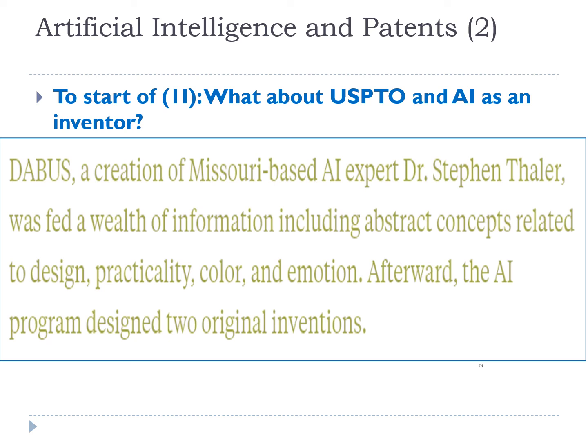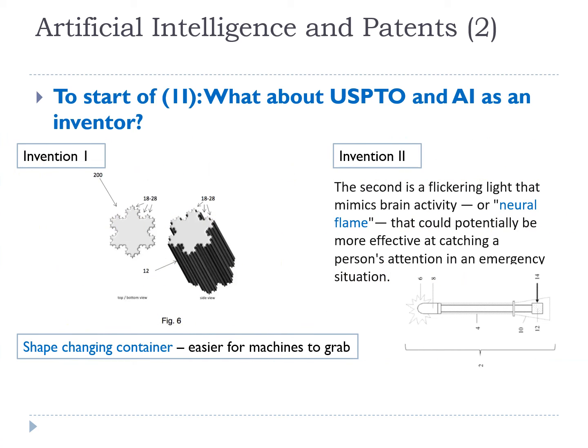So what happened here with Dabus, with this artificial intelligence? So Dabus was fed with a bunch of information, including abstract concepts related to design, practicality, color, emotion, and then this AI program designed 2 inventions. And one is a shape-changing container, which would be easier for machines to grab, right? We still know that in robotics, we still have some issues in terms of their interaction with different objects. And the second invention is so-called neural flame. So it's a flickering light that mimics brain activity, and its benefit is that potentially it can be more effective at catching a person's attention in an emergency situation.